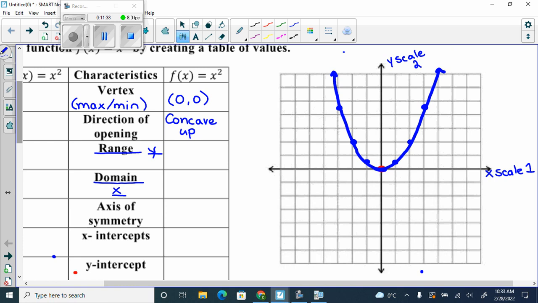So for our range, we're talking about the y values. Can you tell me what y values exist on this graph if you look at it? Yeah, 0 and greater than 0, so we say equal to, right? There are no y's below 0, are there? Are there any negative y's on this graph? This graph starts at 0, and it's equal to 0 because we have a closed dot on 0, correct?